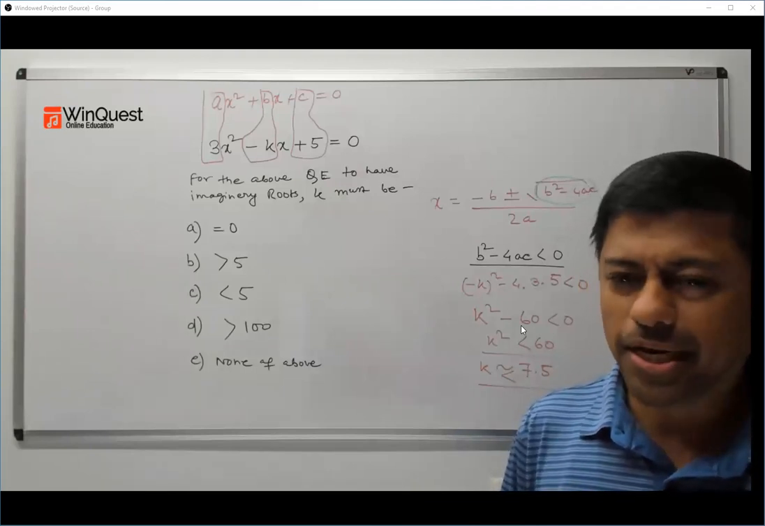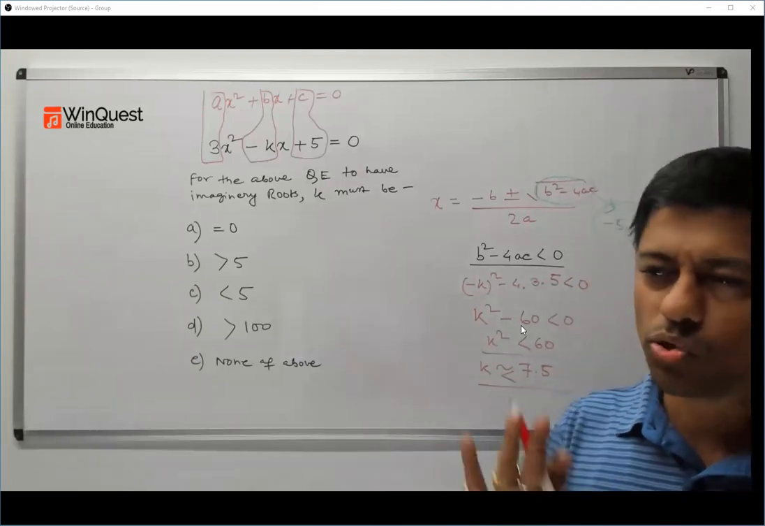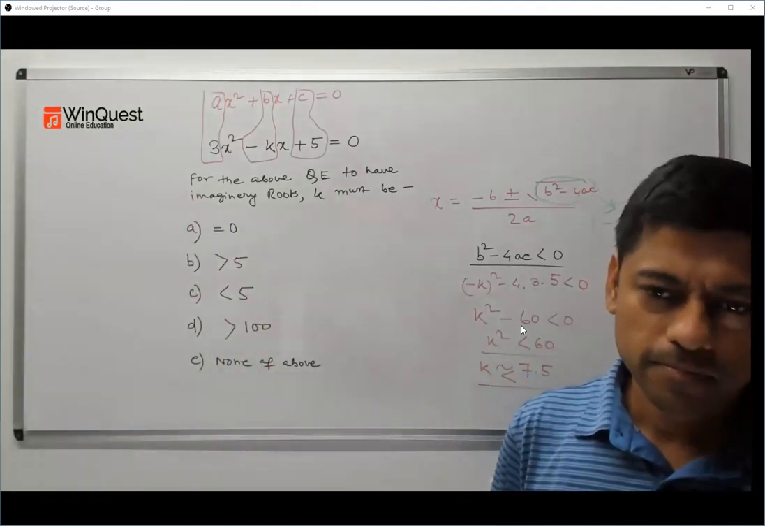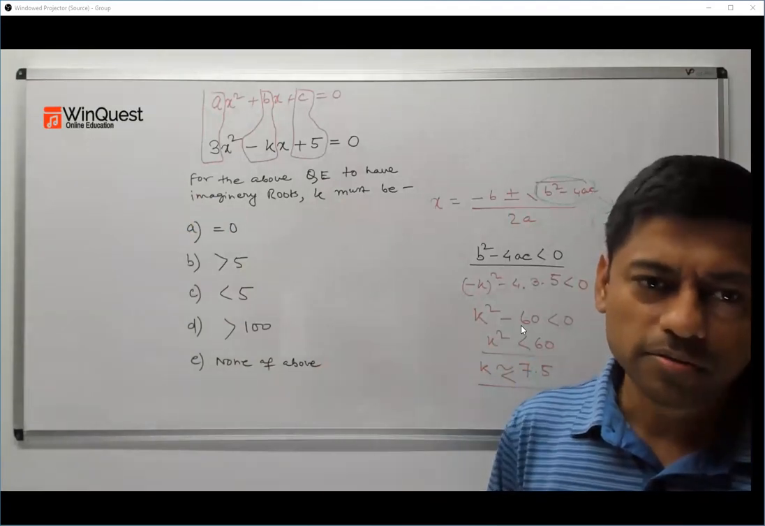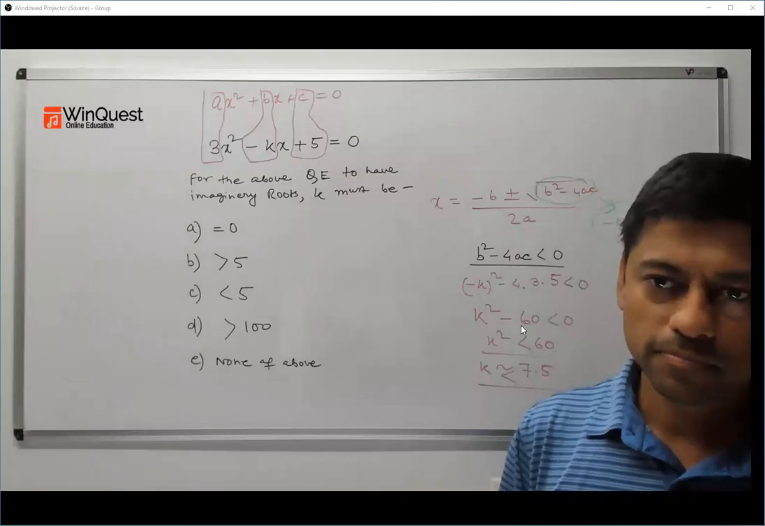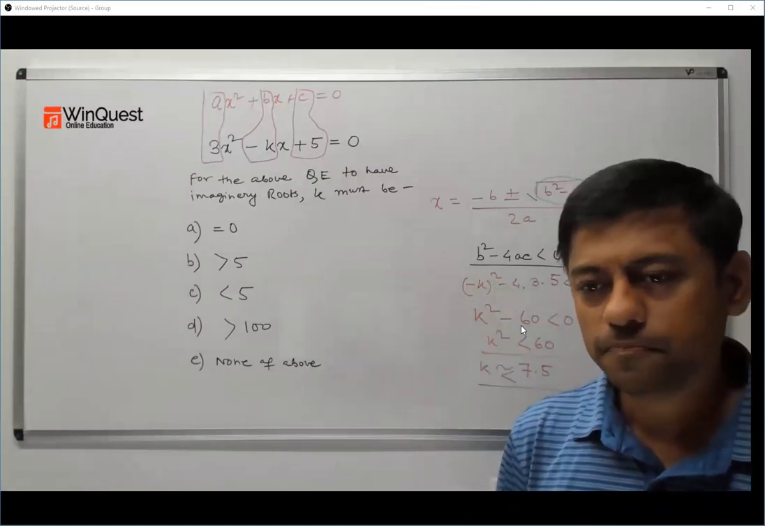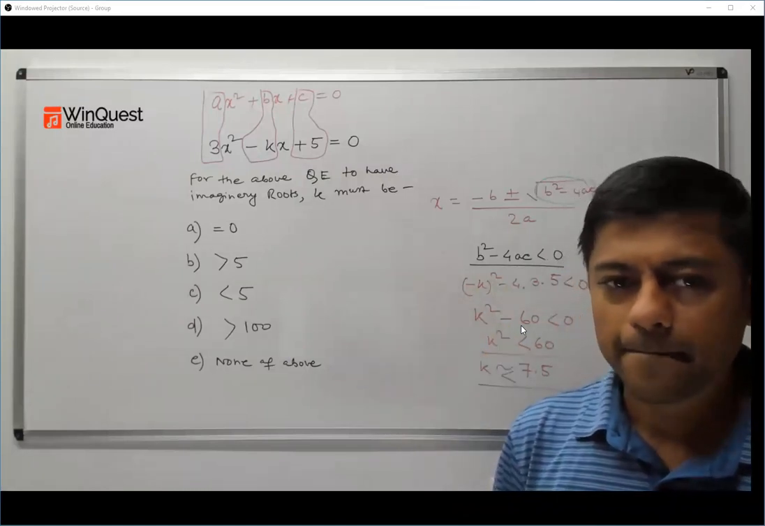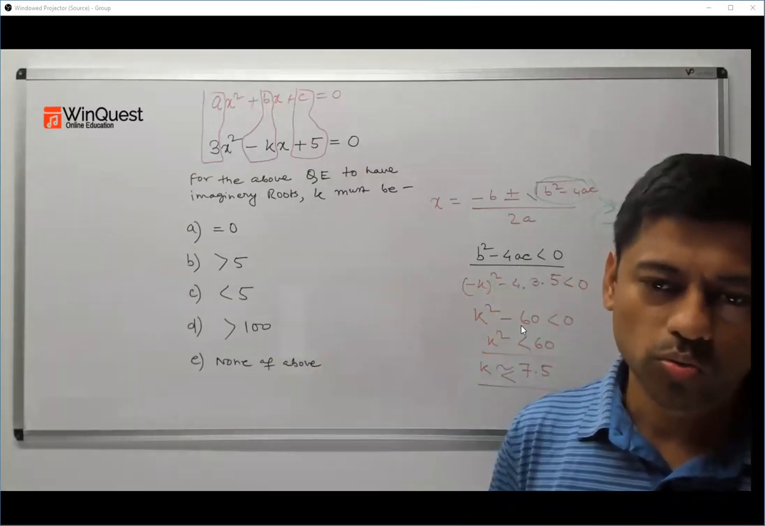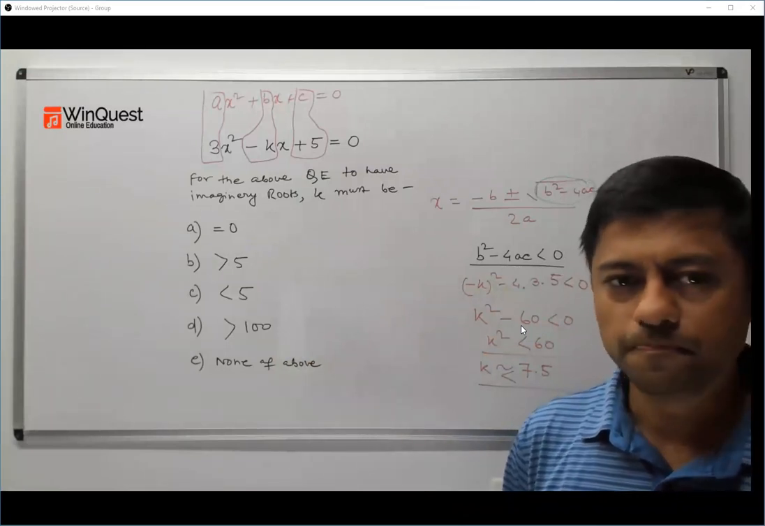Let's try to understand this. Let's go one by one slowly. Focus on A only. Is K equal to 0 possible, and will I get imaginary roots or not? No other thoughts. Only whether option A is correct or wrong. If K equals 0, will I get imaginary roots or not? That's all I need to say.